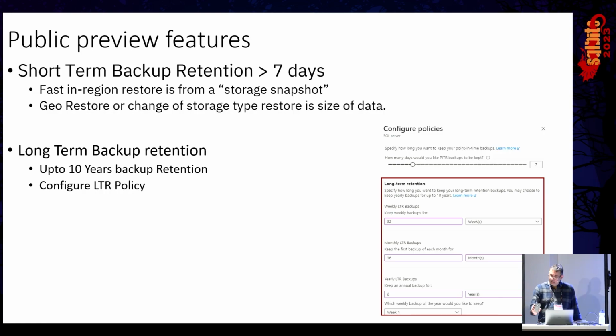Last but not the least, we have a couple of public preview features which have been blockers in the past, which should go GA relatively soon. One is short-term retention greater than 7 days. We allow up to 35 days of short-term retention. It's in public preview. We expect to GA it, probably this half of the year.